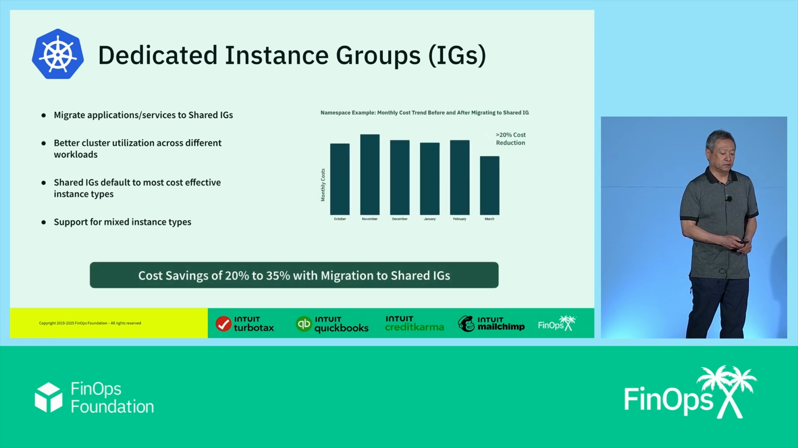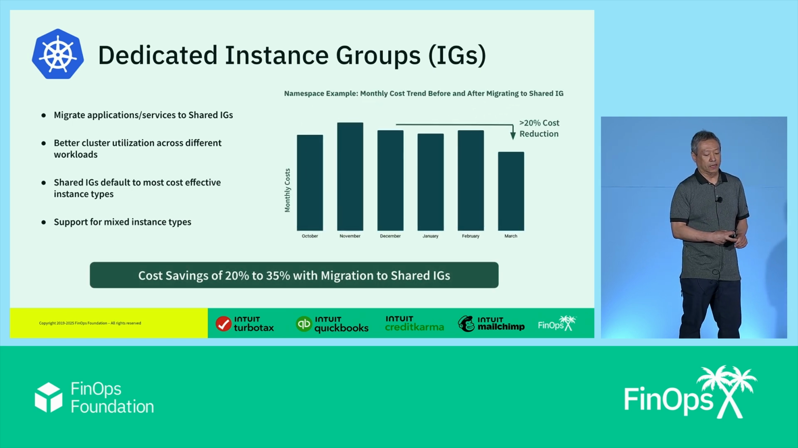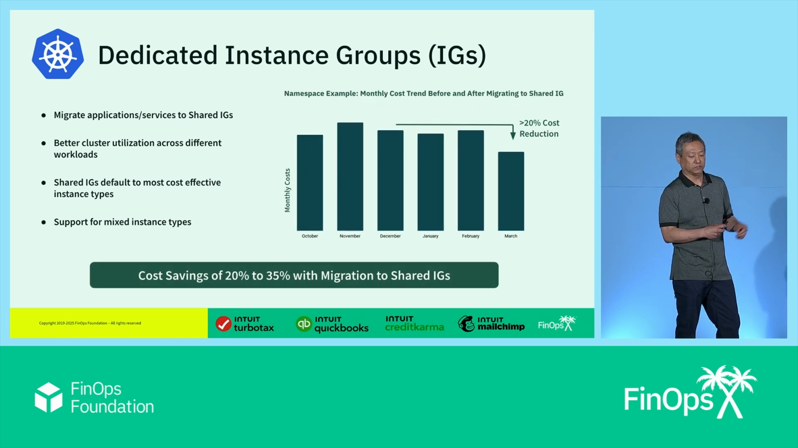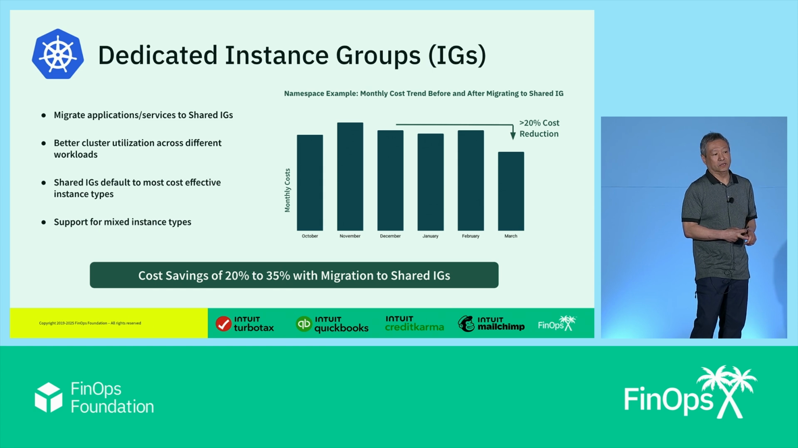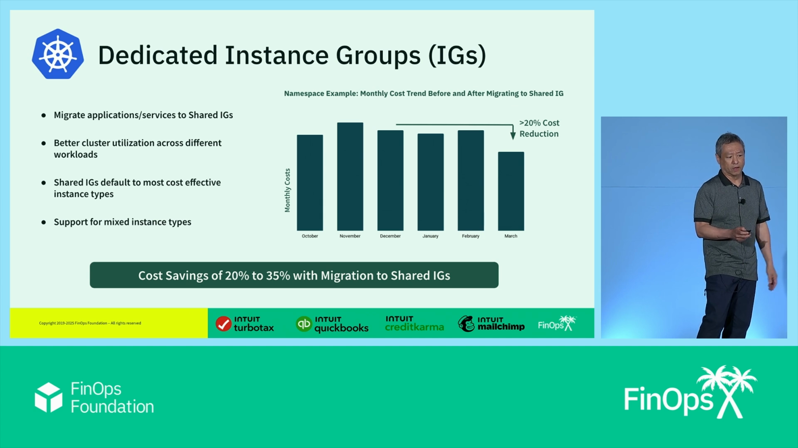Based on this, when we executed the migration, we worked with service teams to migrate a lot of their dedicated IGs to shared IGs. For this particular namespace, we saw savings of about 20 to 35%. Today, we're running pretty much over 90% of our IGs on shared IGs. We started most of this migration earlier this fiscal year, so around the July timeframe.